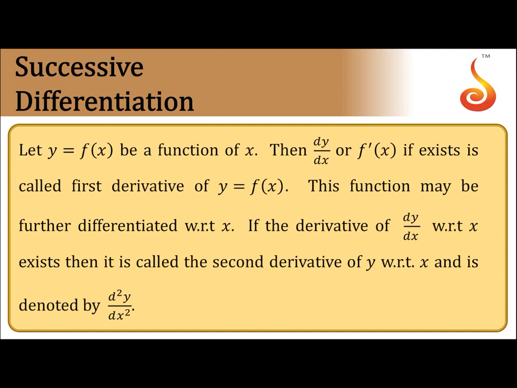Successive differentiation. Of course, when y equals f of x is a differentiable function and it is derivable many times, then finding dy by dx equals f dash of x is called the first order derivative. If it is again a function of x which is differentiable, I can find the second order derivative d square y by dx square equals f double dash of x. And continuing in finding out the higher order derivatives is called successive differentiation.